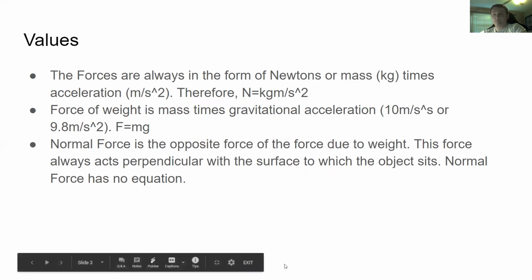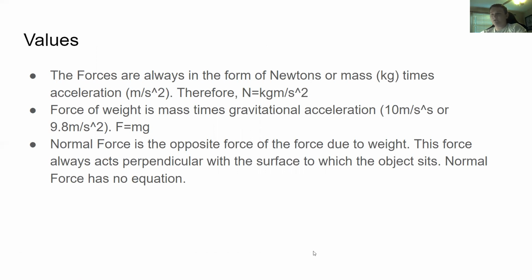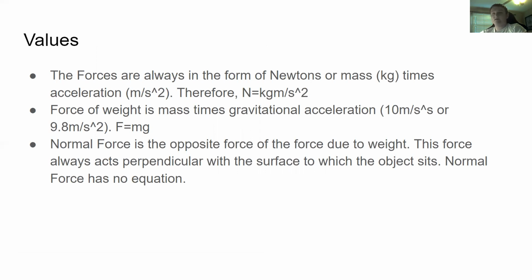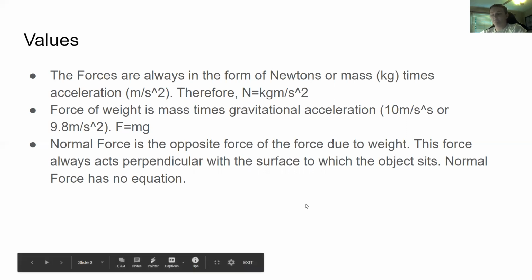So just to go over, forces are always in newtons, which is mass times acceleration, or kilograms meters per square second. Force of weight is mass times gravitational acceleration, where gravitational acceleration is 10. In this case, force is equal to mg, force due to weight. The normal force is the opposite of the force due to weight. This force always acts perpendicular to the surface on which it sits. So even if it's inclined, it's still perpendicular to that incline. Because of that, the normal force has no set equation. You always have to calculate it out.